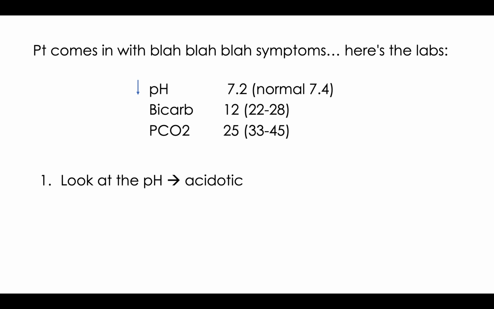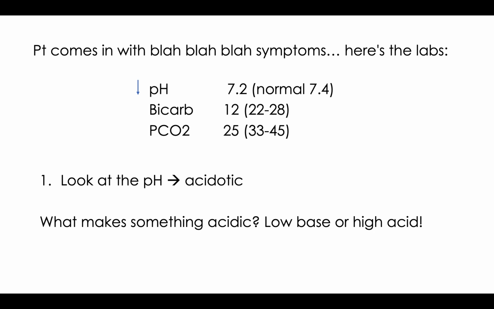First, look at the pH. Their pH is 7.2, so that's low. So that means they're in an acidotic state, right? The lower the pH, the more acidic they are. And so, okay, now we have to figure out, is it a metabolic acidosis or is it a respiratory acidosis? And if you can remember, the bicarb is a base and CO2 is an acid, then you can figure this out really easily. Okay, so we looked at the pH at 7.2, we're acidotic.